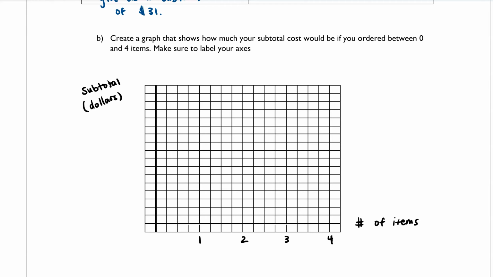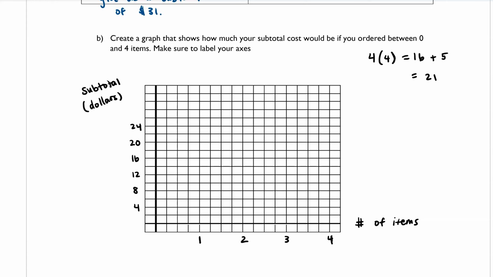And let's see, I'm just going to calculate how many dollars our subtotal would be if we ordered 4 items. So we would do 4 items, and each item would be $4. So 4 times 4 is 16. And then we would add on our seating fee, which would be $21. So I'm going to make it on the vertical axis so that every tick mark represents $2. So this would be 4, 6, 8, 10, 12, 14, 16, 18, 20, 22, 24. So I think that will be nice.